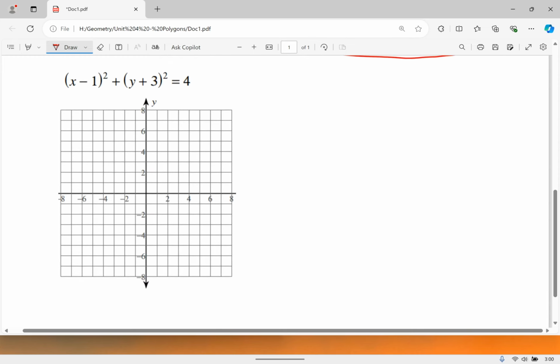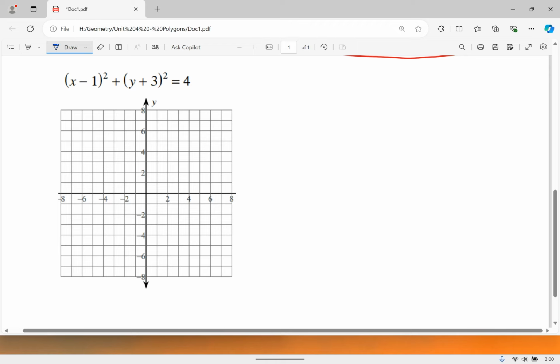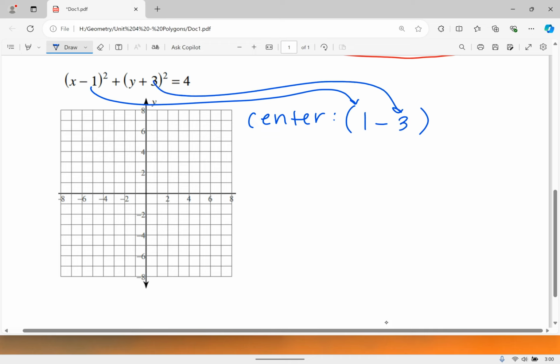Lastly, you'll be asked to graph an equation based on the given information. I recommend, again, telling the center of the circle. Remember, we're going to switch the sign. This will be a positive 1 and a negative 3. The radius, when we take it from the equation, we need to take the square root of that number. The square root of 4 will give me 2.